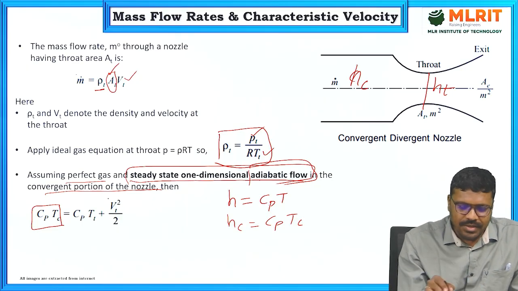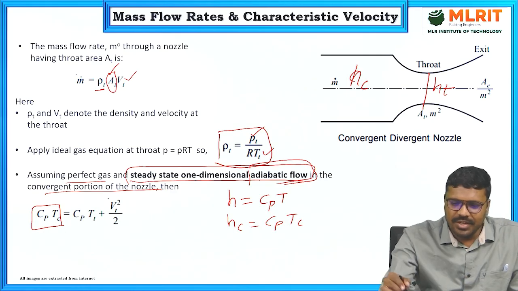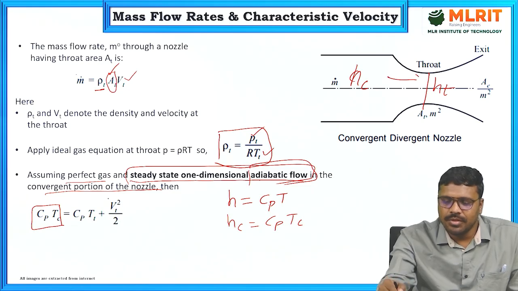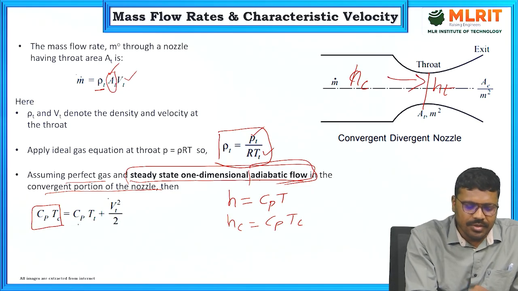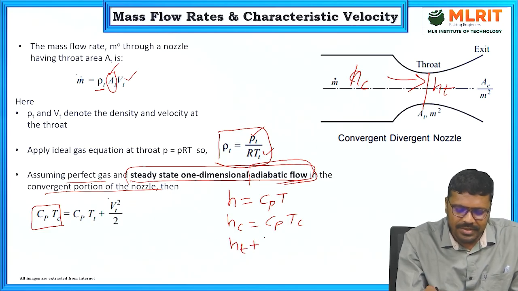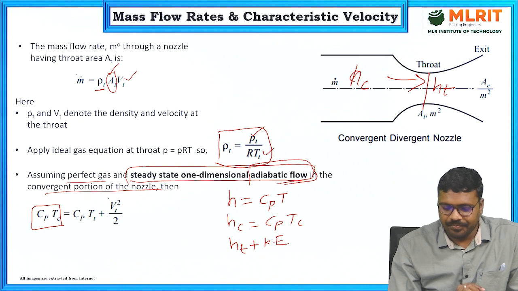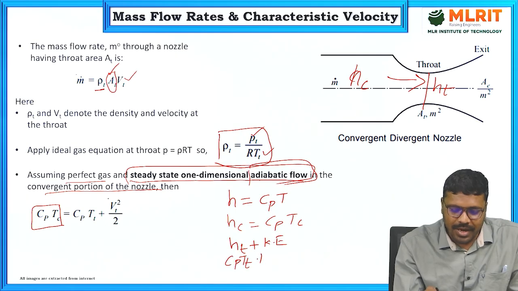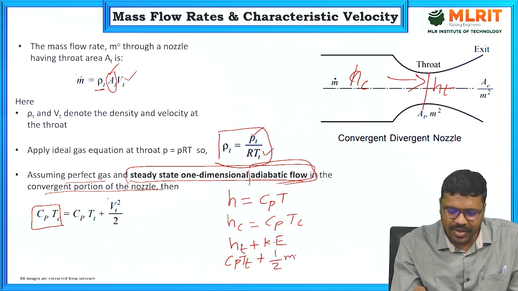Some of this enthalpy will be converted to kinetic energy when it comes to the throat. So the total energy at the throat is the sum of enthalpy at the throat plus kinetic energy of the gases gained. If I write the equation for enthalpy at the throat, it will be Cp into Tt, and kinetic energy per unit mass, that is half m Vt square at the throat. I can cancel this m, then it will become half Vt square.